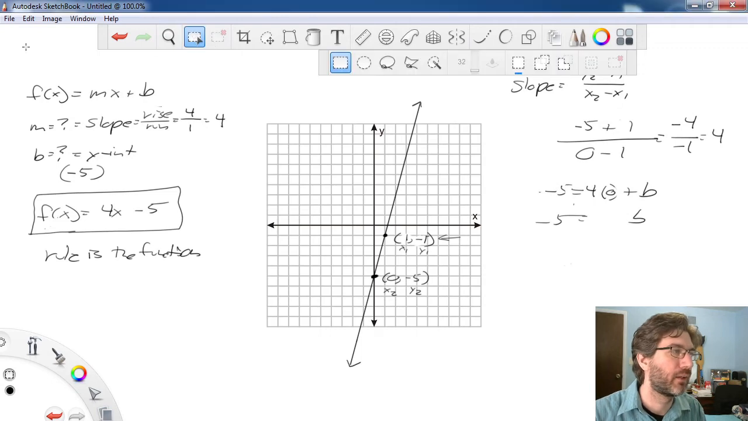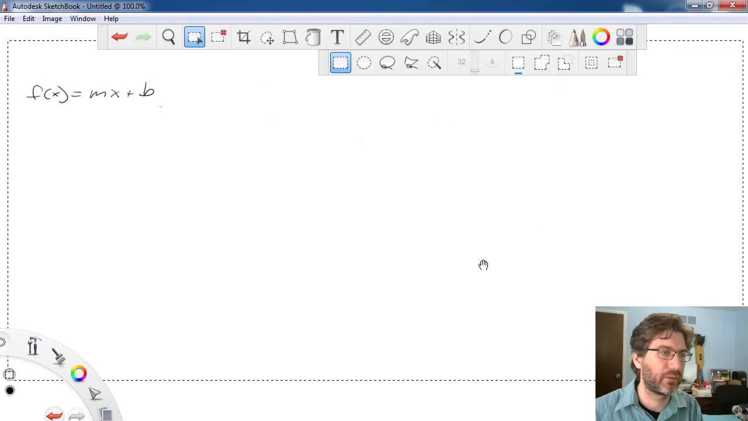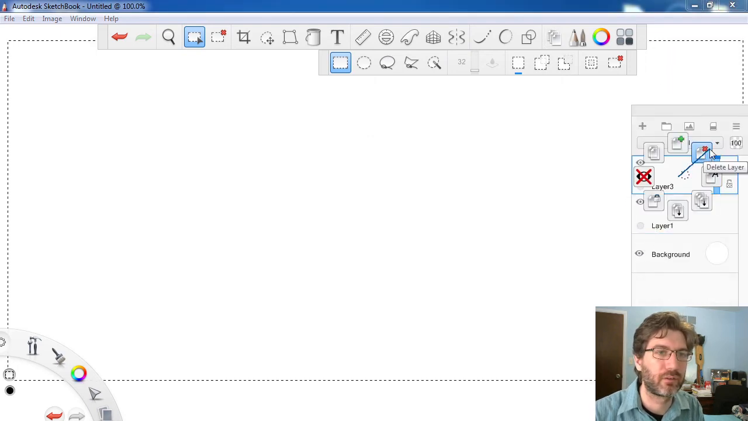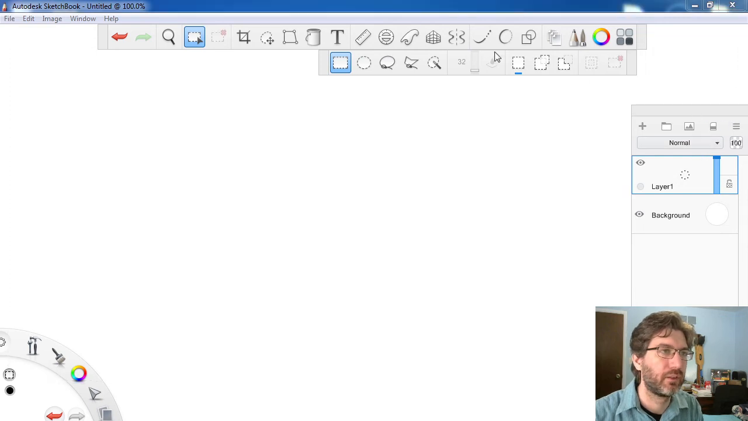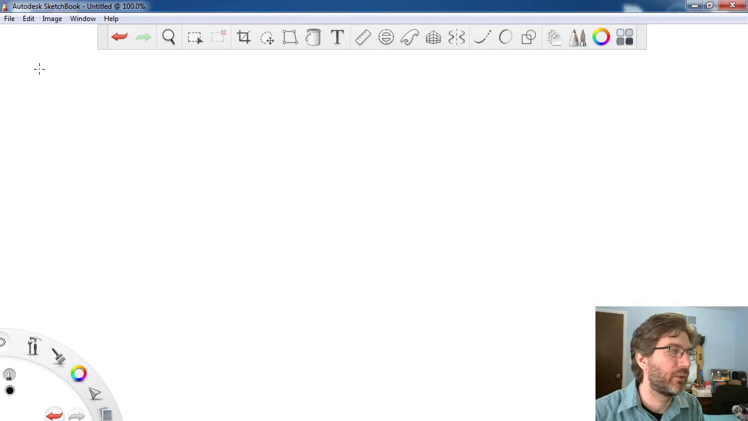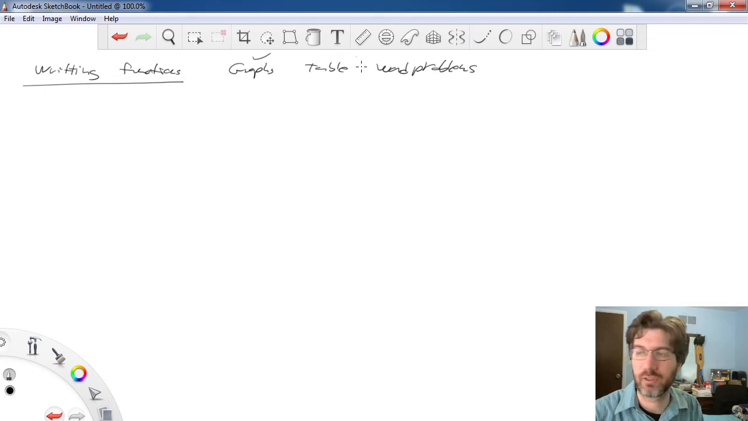So again, let me delete most of that. Again, what we're going to do is write functions based off of graphs, tables, and word problems. My horrible handwriting. All right, so we're writing functions. We just looked at graphs. Let's look at tables now, okay?